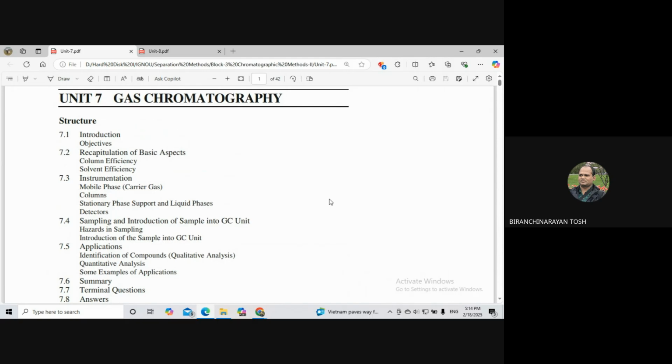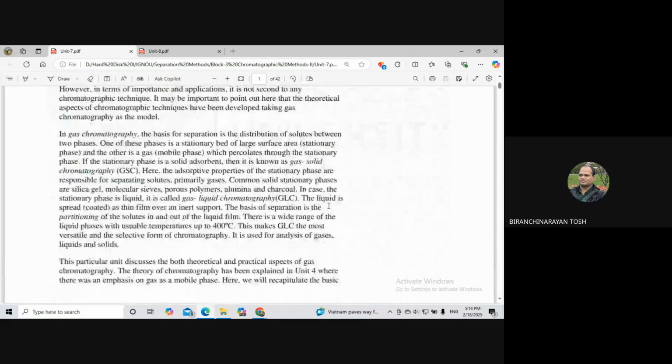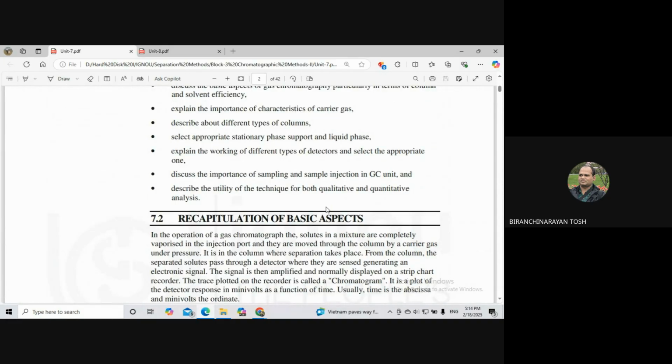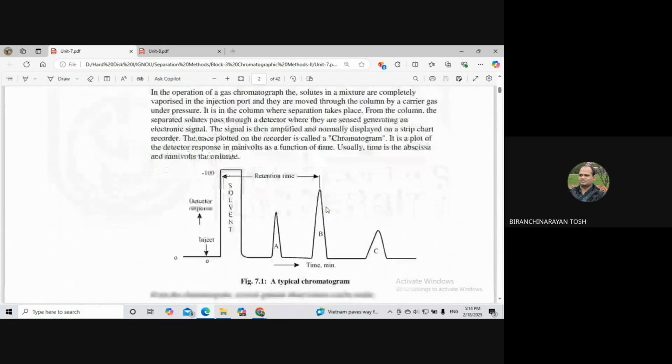So today we'll discuss both the gas chromatography and also the HPLC, the high performance liquid chromatography. So the recapitulation of basic aspects, these things already you know in a chromatogram what we deal with.